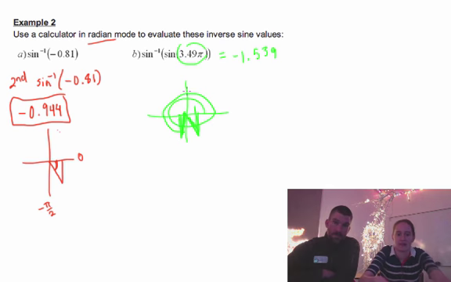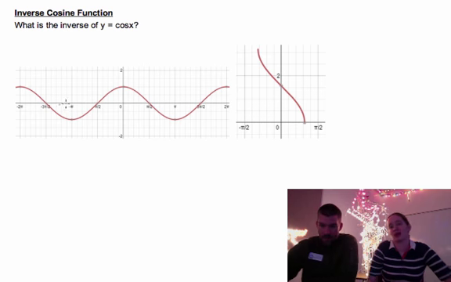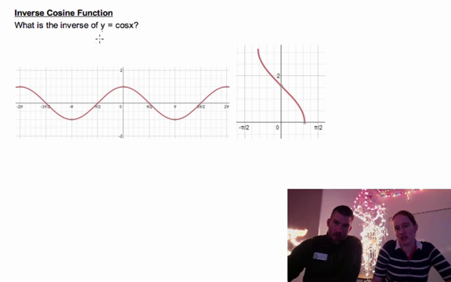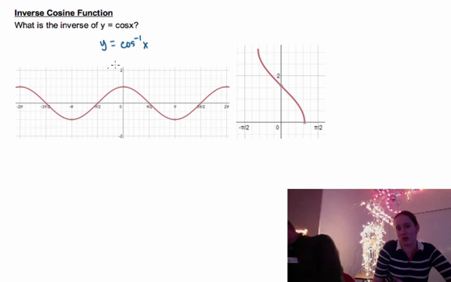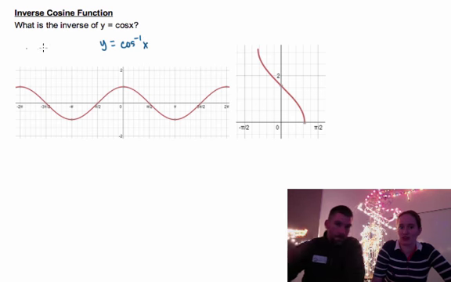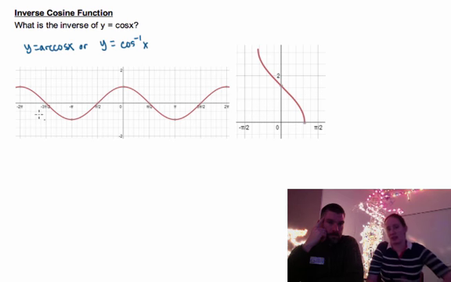Now, inverse cosine. Same kind of situation happens where, when we try to flip them around, we just have to say y equals the inverse cosine of x, and that is the inverse function. Same way that we did with sine. Or we can use arc cosine. Those are interchangeable. They mean the same thing.